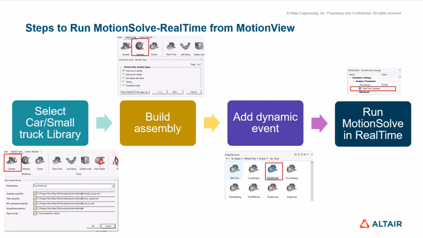This is supported only for the car and small truck library for now. So first the user needs to select the car small truck library from the library selection, then build any combination of assembly, add a dynamic event, and in the event editor, there's a checkbox for real-time compliant under analysis parameters. Once you enable this, the model is good to run in real time.